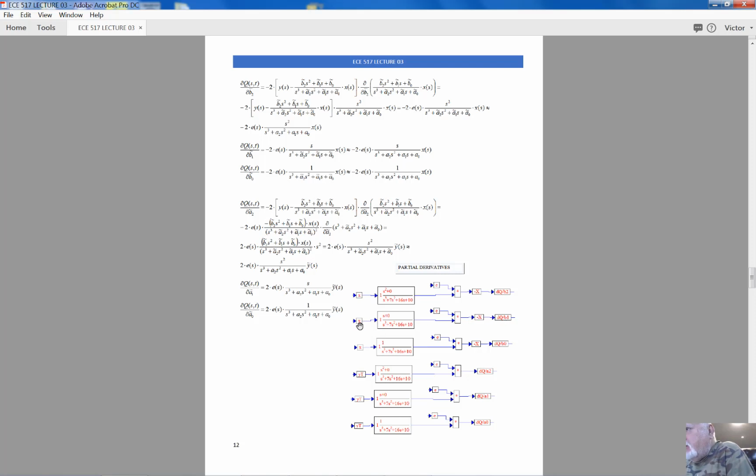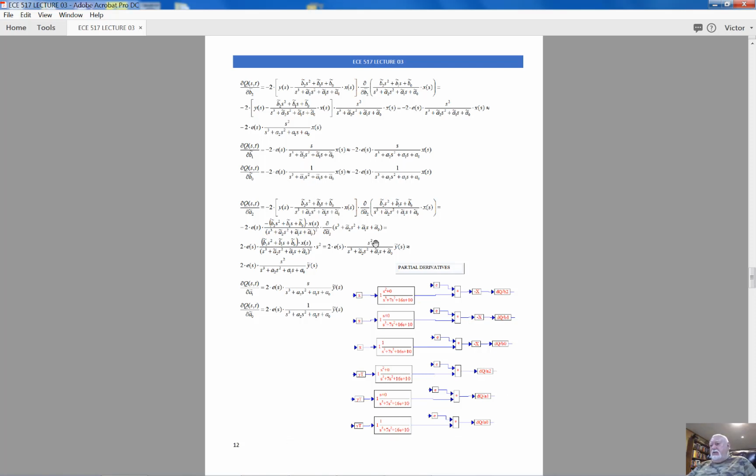I have x input multiplied by s, which means I will have the first derivative of x. I have this denominator of the reference model. It is multiplied by error, and I have minus. So this is the derivative. This is the third derivative, and here I have 3 derivatives of the criterion with respect to parameter a2, parameter a1, and parameter a0 of the adjustable system.